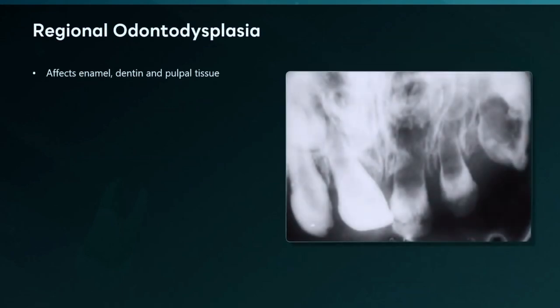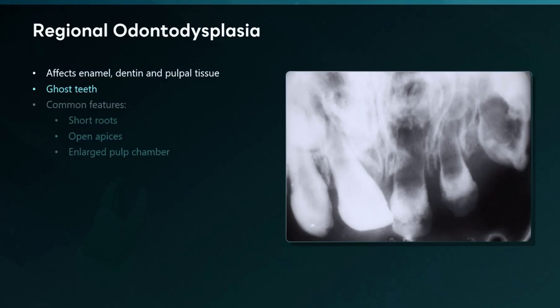Next, we have regional odontodysplasia. So this is a condition that affects the formation of enamel, dentin, and pulp tissue. As the term suggests, the condition is regional, affecting specific regions and typically quadrants of the dentition rather than the entire mouth. It's typically characterized by ghost teeth as seen in this x-ray.